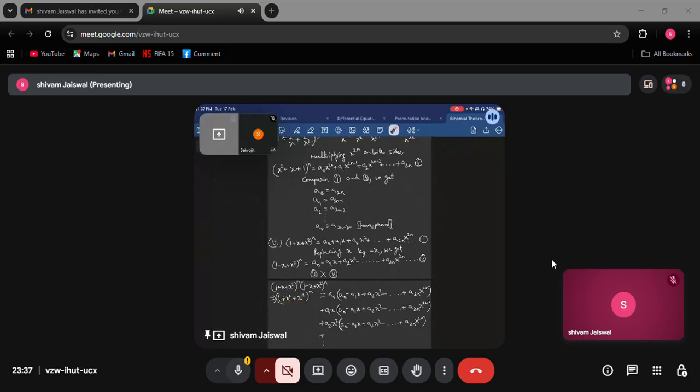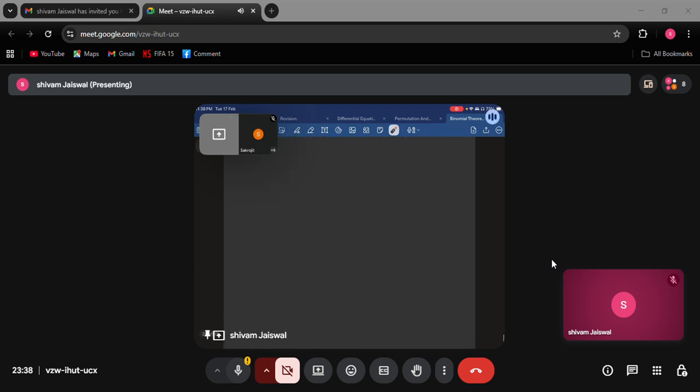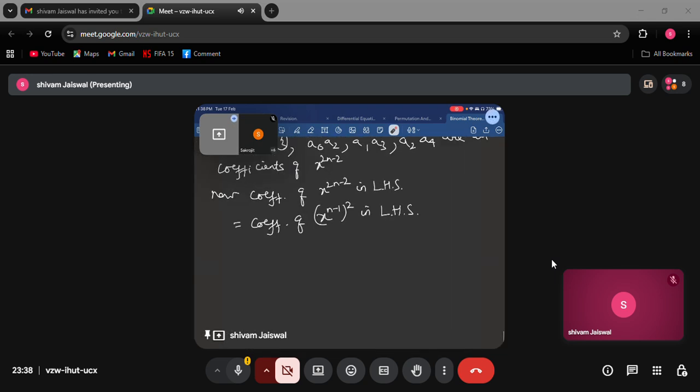What is the coefficient of x to the power n minus 1 over here? Tell me. A n minus 1. It's A n minus 1. Tell me, everyone, it's not too much, right? You people are able to understand, right? Which can also be written as A n plus 1. Hence proved.